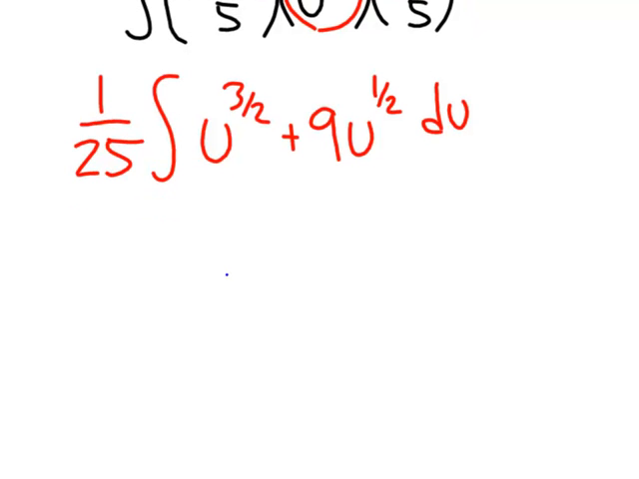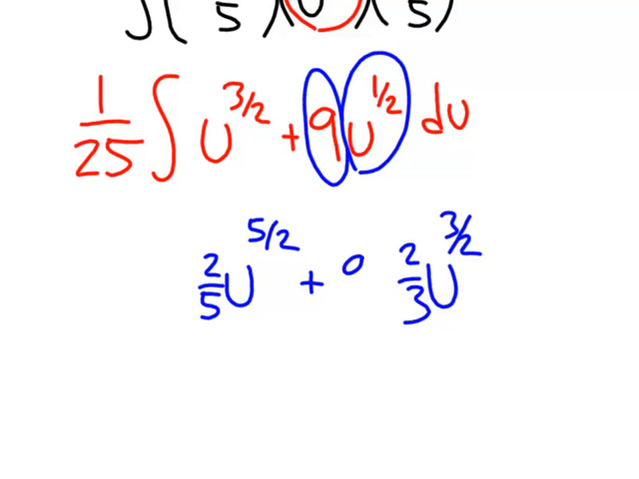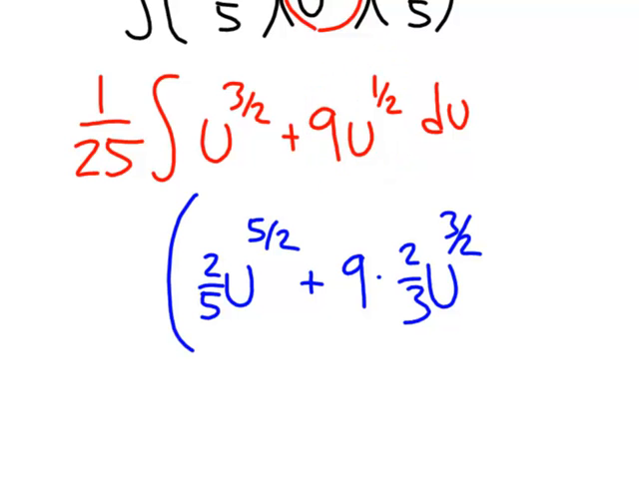U to the 3/2, that's going to become u to the 5/2 with the 2/5 in front to balance it out. The u to the 1/2 here, that's going to become u to the 3/2 with a 2/3 in front to balance it out. And let's not forget the 9 in front. And since we just antiderived, I'll put the 1/25 outside some big parentheses and include the plus c.